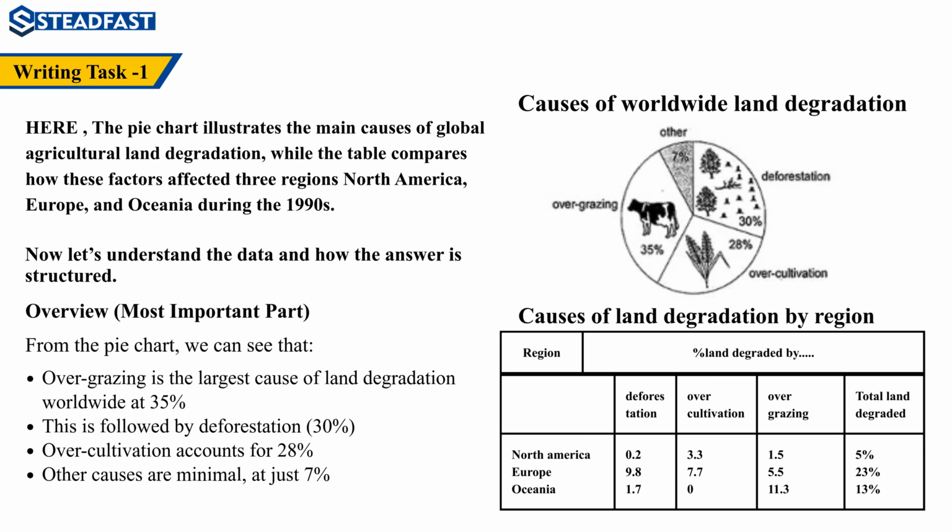Most important part. From the pie chart, we can see that overgrazing is the largest cause of land degradation worldwide at 35%. This is followed by deforestation, 30%. Overcultivation accounts for 28%. Other causes are minimal, at just 7%.